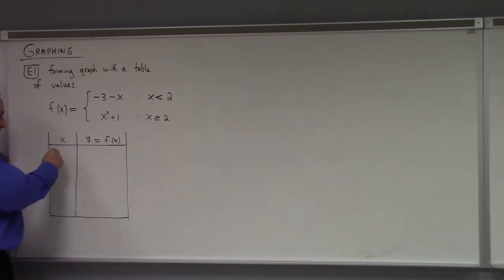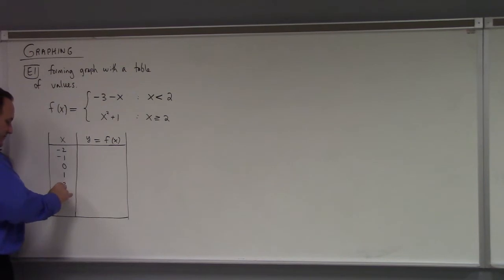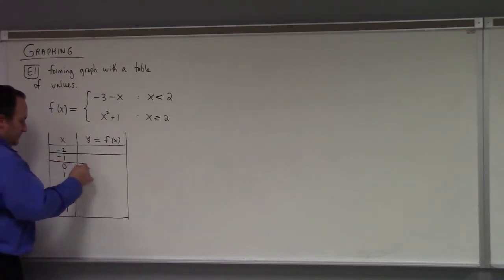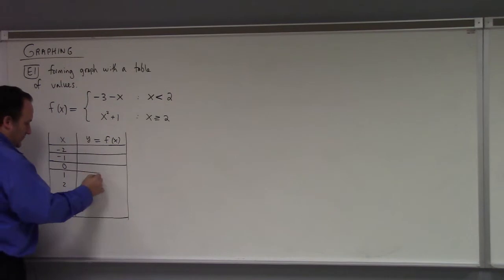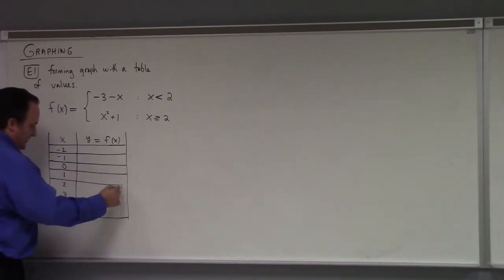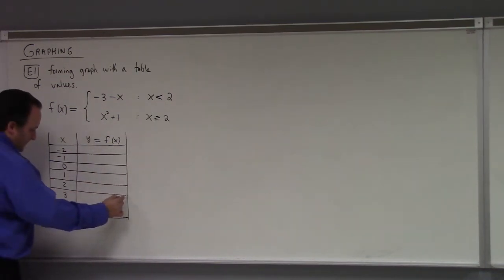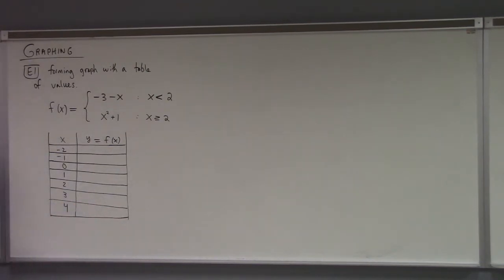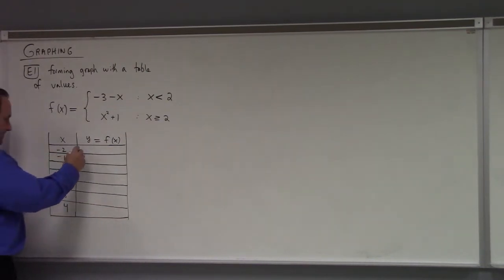So let me just pick some numbers, all right, to get us started here. So we could look at, say, -2, -1, 0, 1, 2, 3, and 4. That ought to be plenty. And so in each one of these cases, I'm going to evaluate the function. All right? So what is f of -2?